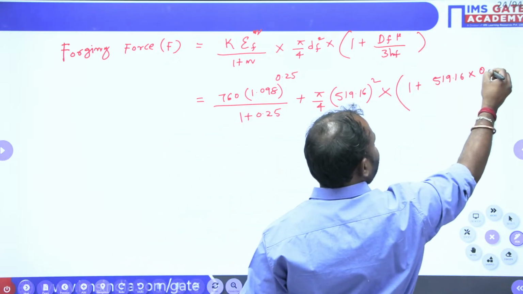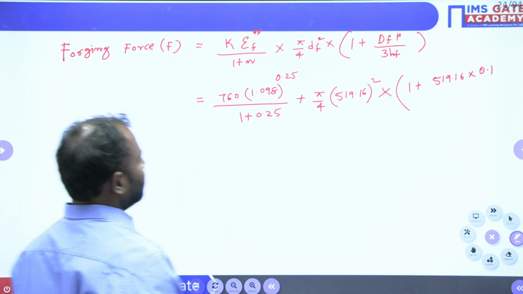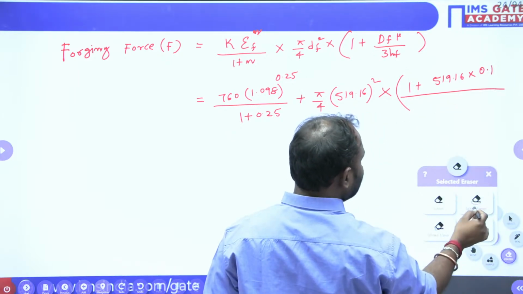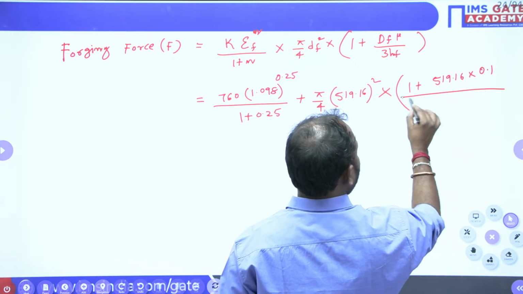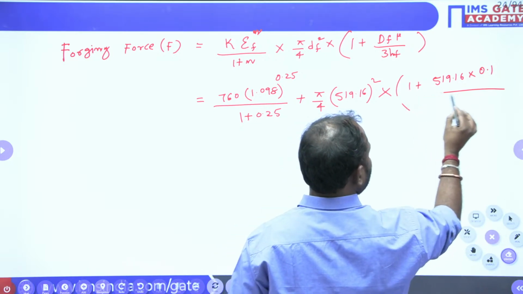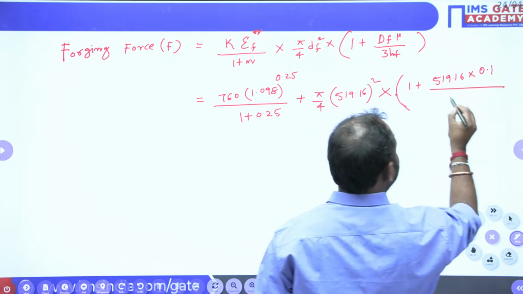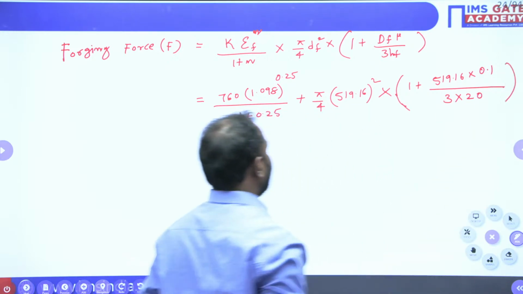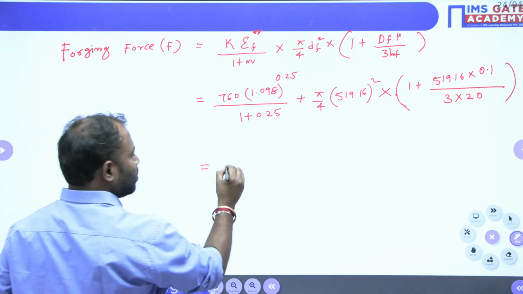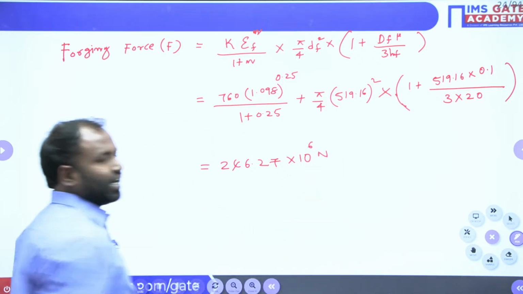Mu is 0.1, divided by 3 into hf, which is 20. Now, if you solve this, you are going to get your answer as 246.27 into 10 to the power of 6 newtons.